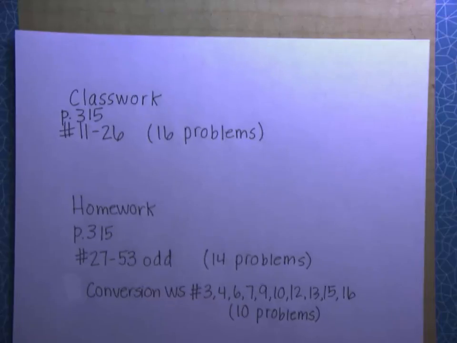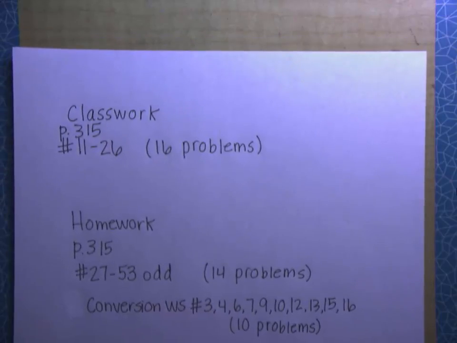And then on your homework, you're going to be on that same page. You're going to do 27 through 53 odd. And there are some other questions that are going to ask you to compare a percent to a fraction or a decimal to a fraction or a decimal to a percent. So for those, you're going to have to convert them so you can decide if they are greater than, less than, or equal to. And that is going to be a total of 14 problems.